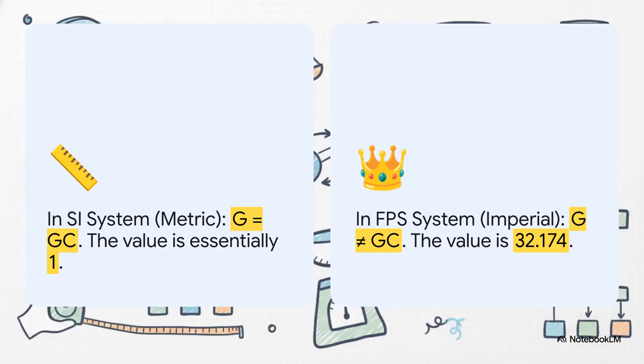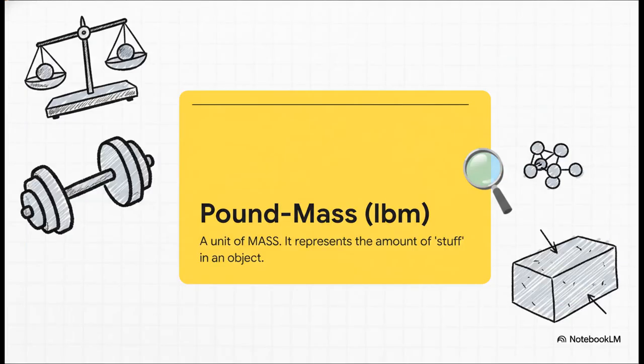Okay, and this is where the mystery really deepens. In the metric system, the SI units that most of the world uses, GC is just 1. It's basically a placeholder. It does absolutely nothing. But in the old foot-pound-second system, the FPS system, it has this bizarrely specific value, 32.174. That is not a random number. So what is going on here? To unravel this whole thing, we've got to understand two key terms from that old FPS system.